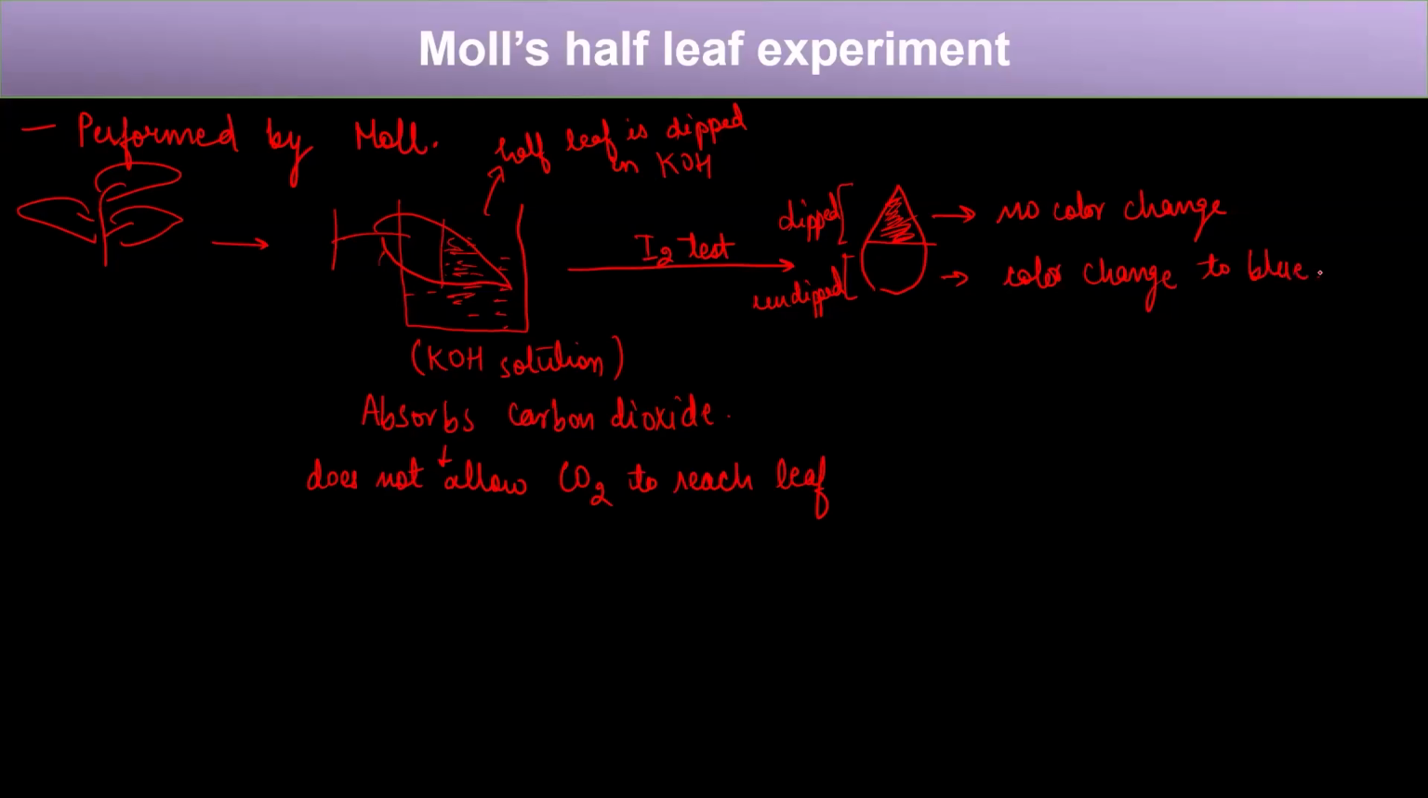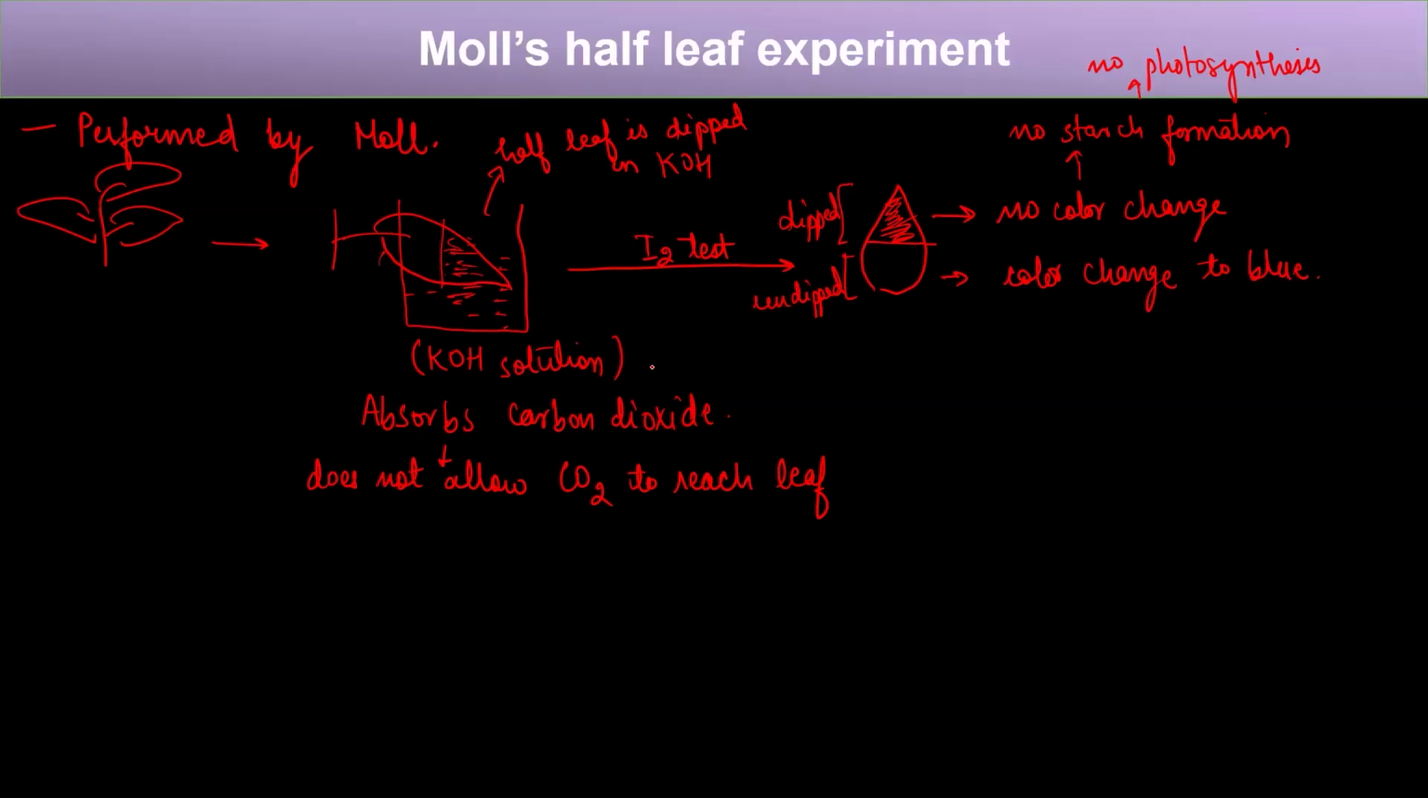Okay. So from here, he concluded that since there is no color change, there is no starch formation, right? No starch formation means no photosynthesis. So in the region that was dipped in the KOH solution, there was no photosynthesis. And why? Because in this region there was no CO2. There was no CO2 available to the leaf, because all the CO2 was absorbed by this KOH solution.